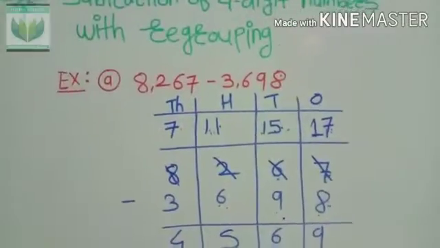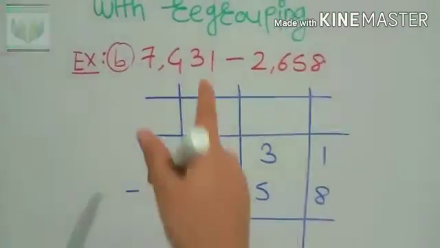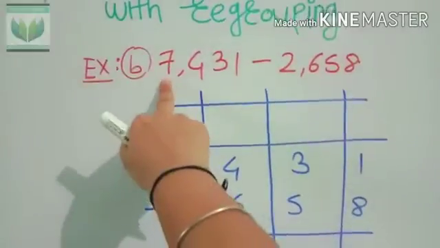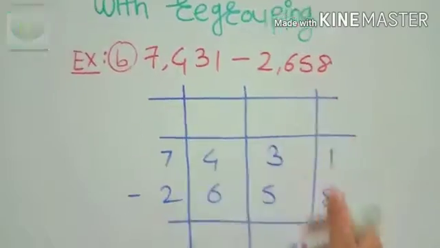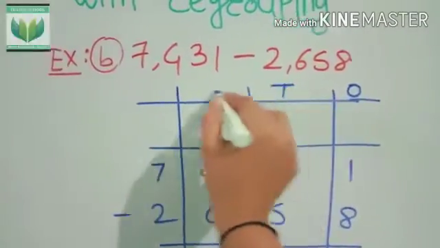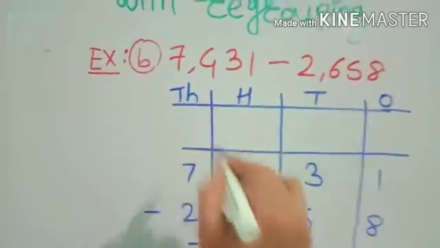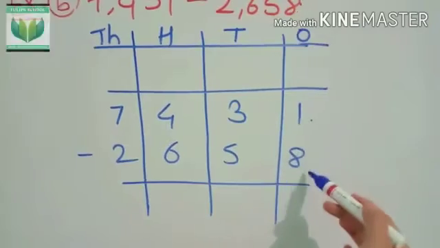Okay, now let's see another example. Now look here, I wrote the second example: 7431 minus 2658. Okay, now let's solve. First of all we have to write the places: ones, tens, hundreds, and the last one is thousands. A 4-digit number. Now here is again small number minus big number.